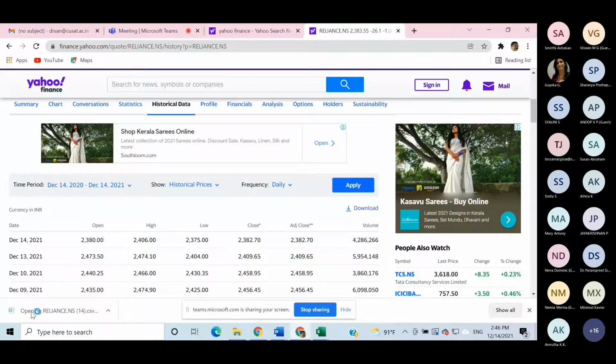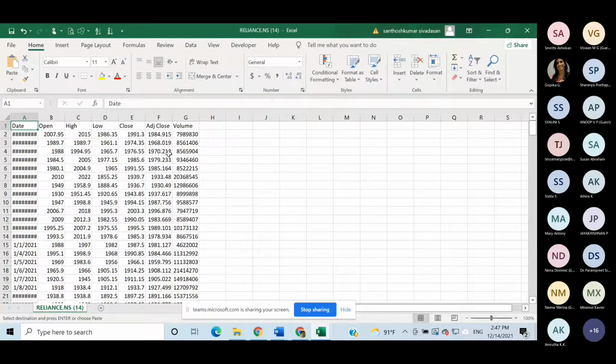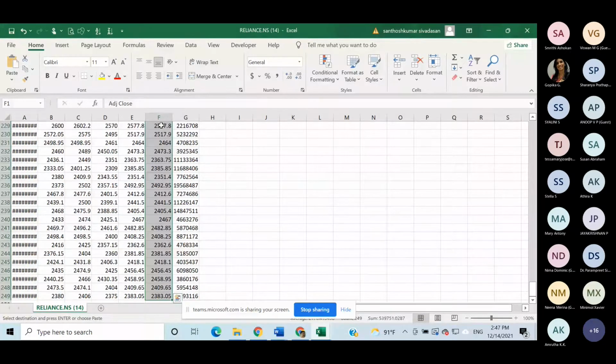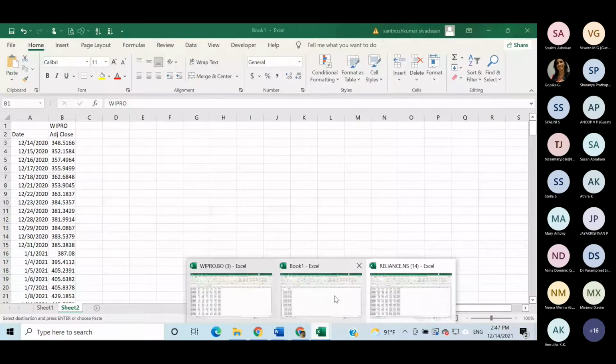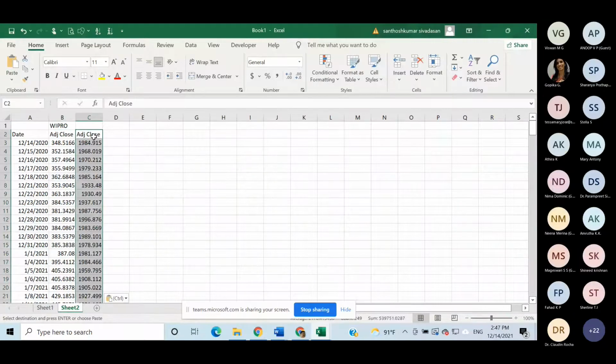Opening the Reliance prices. Just copy down, Control Shift down arrow, the adjusted closing price only, Control C, then move to our Excel file. Control V will paste it there. This is Reliance.